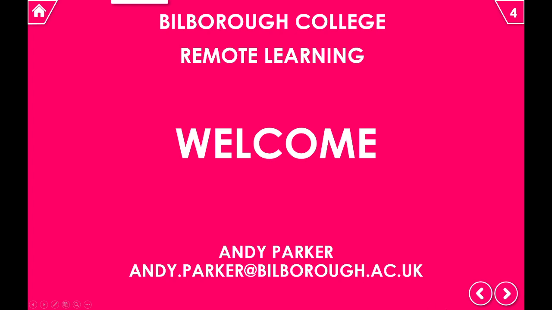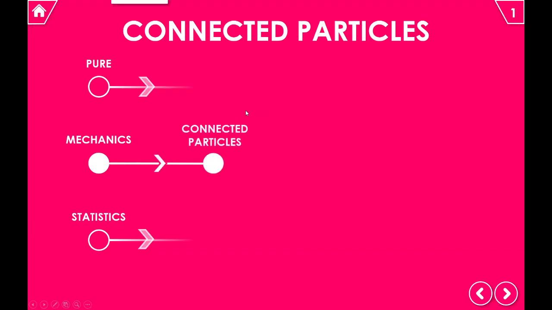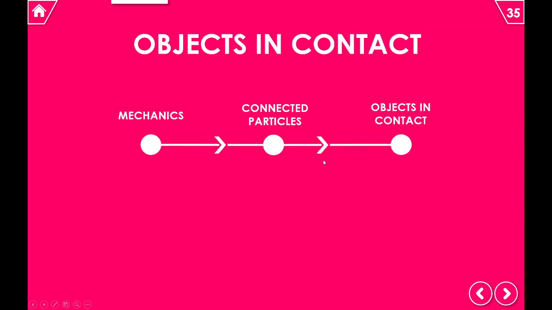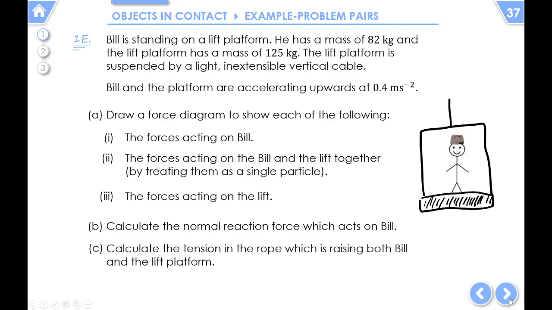Okay, so let's get started with some connected particles then. Last lesson we looked at pulleys, and we're going to start with objects in contact this time. A quick reminder of what we looked at last time: Newton's third law says that if object A exerts a force on object B, then object B exerts a force of equal magnitude but in the opposite direction on A.